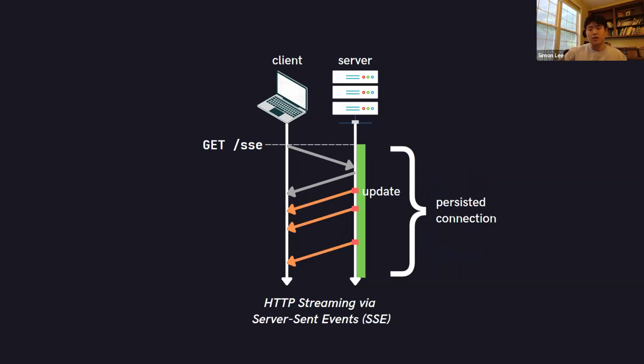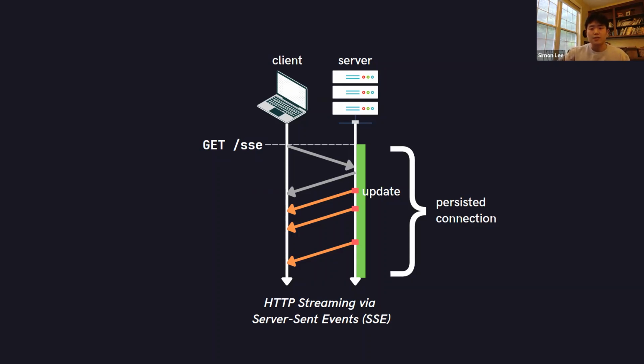Another way to achieve the Comet model is through HTTP streaming via the SSE protocol, which stands for server sent events. The way this works is a client sends an initial GET request to initiate that connection. And this HTTP connection remains open indefinitely until the client explicitly sends a message to terminate the connection.